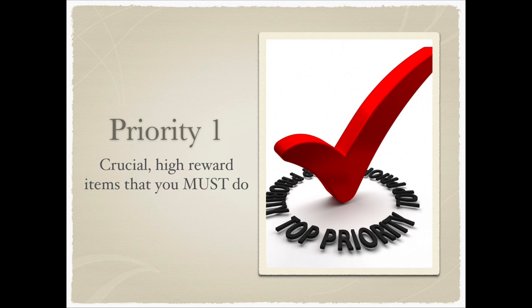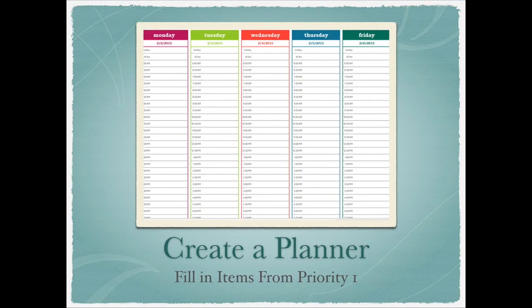So think about what your priority 1 items are for you, things that you have to do during a certain time, and populate your planner first with those items. So either download a planner or find one that you already own and populate a week's worth of items into your planner from priority 1 first. Start with the most important and work your way down.